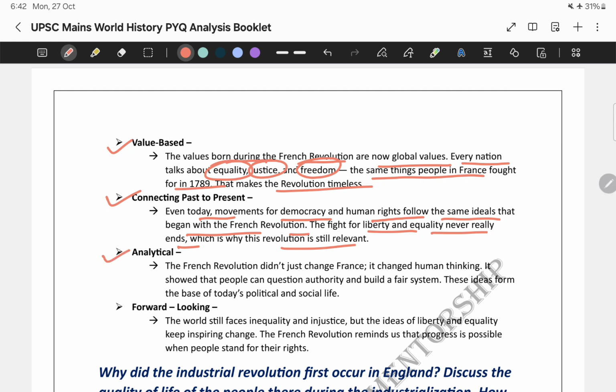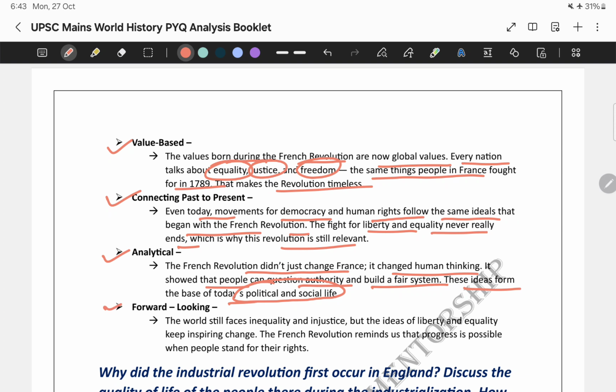Now, another way of concluding your answer is an analytical approach. How? Now, the French Revolution didn't just change France, it changed human thinking. It showed that people can question authority and build a fair system. These ideas form the base of today's political and social life. Now, this was a slightly unorthodox way of completing your answer.